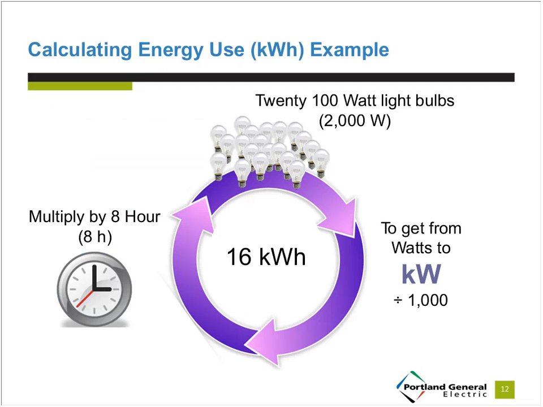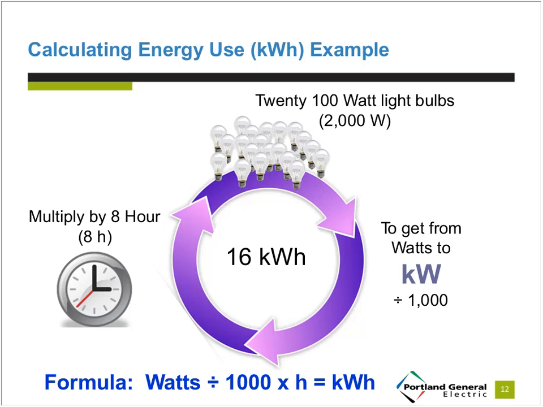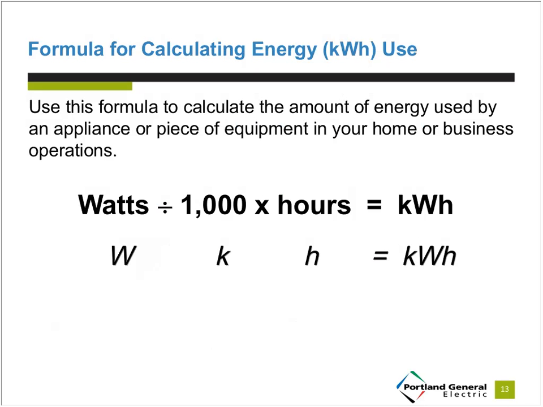Finally, we look at how many hours of use for this particular day, and we say that they are on 8 hours for that day. So 2 times 8 is 16 kWh. This is the simplest way to understand what kWh is about. Find the W, divide by 1,000, and times the hours. So watts divided by 1,000 times the hours gives us kWh.